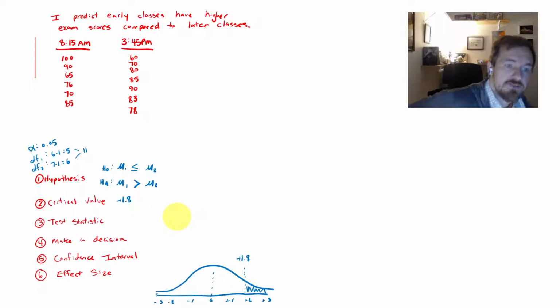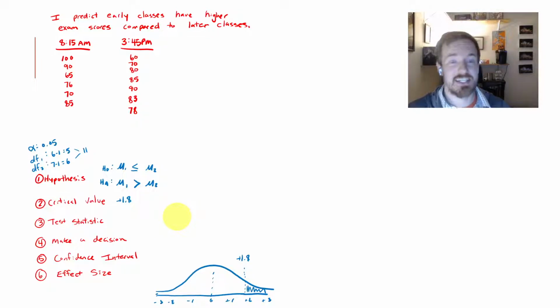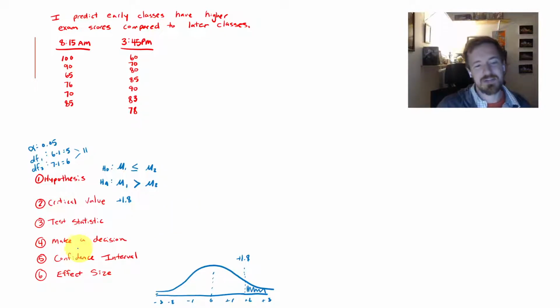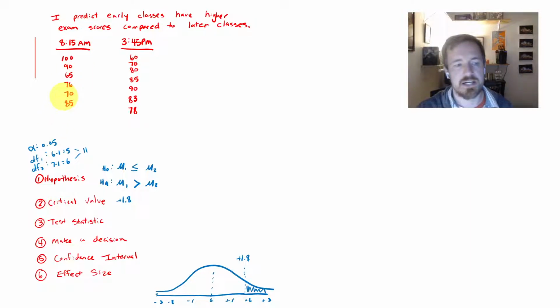All right, so now is the fun part. Now we get to do the test statistics. So the way that we do this is we're going to essentially get the standard deviation, or almost the standard deviation, for each of these. We can stop once we get the sum of squares. So we're going to do that for this.